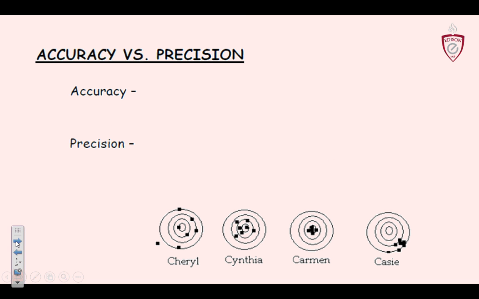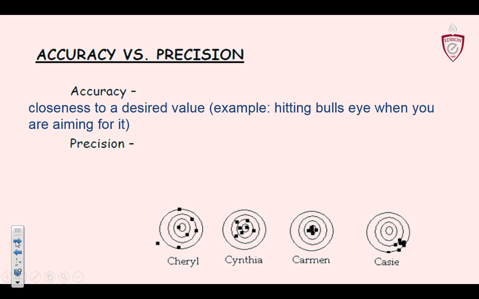Definition of accuracy would be how close we are to the desired value. Think about hitting a bullseye when we're playing darts, or jarts, or whatever it is that you're aiming for. But did you get what you were aiming for? That would be accuracy. Okay.